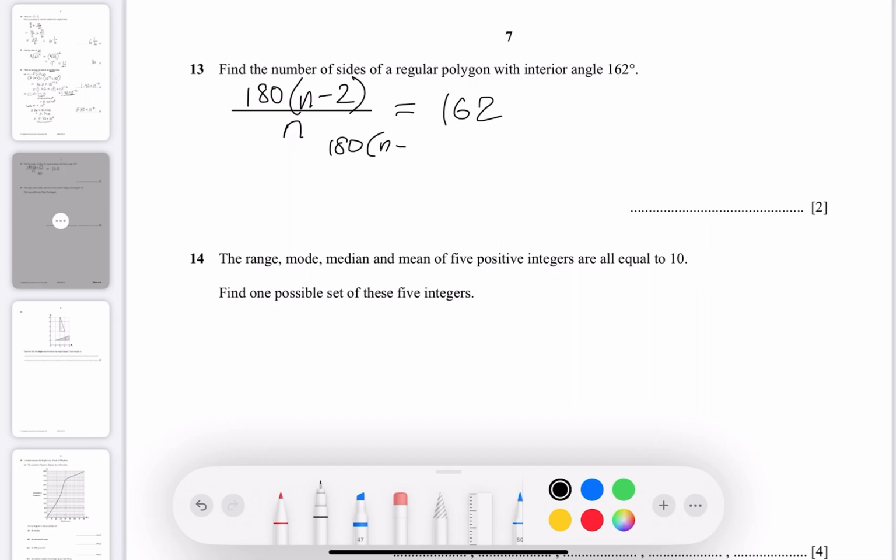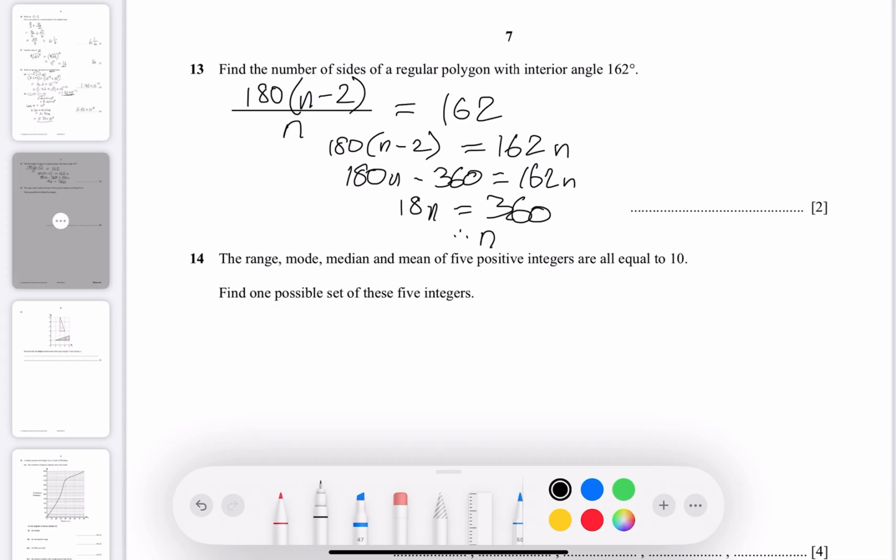So if we move over the n, multiply both sides by n, we get this. And then 180n minus 360 equals 162n. And so we get 18n is equal to 360. Therefore, n is equal to 20. And that's it. That's the answer. After we just solve for n once we get this very important formula.